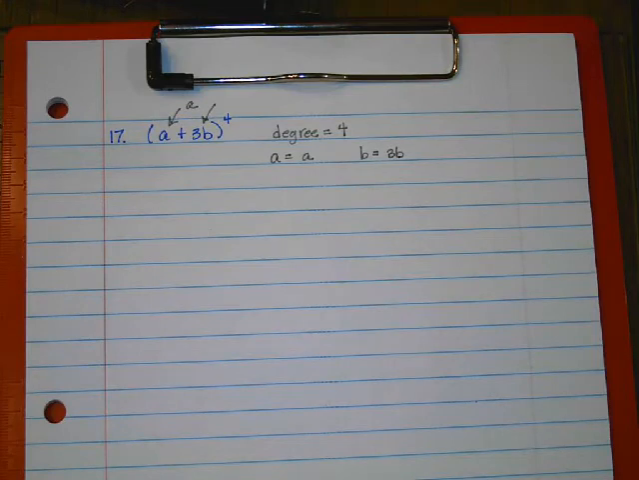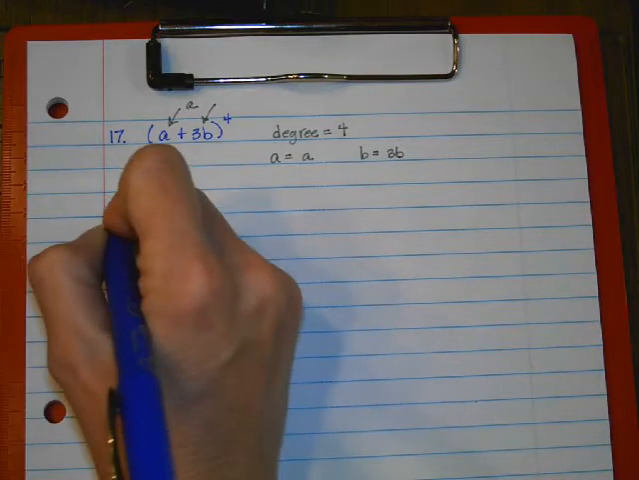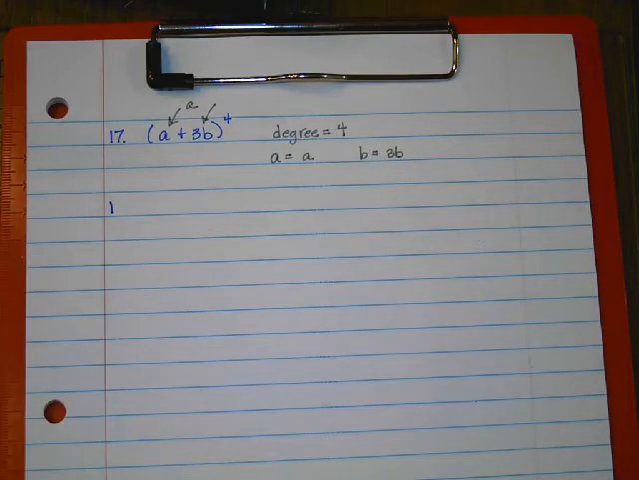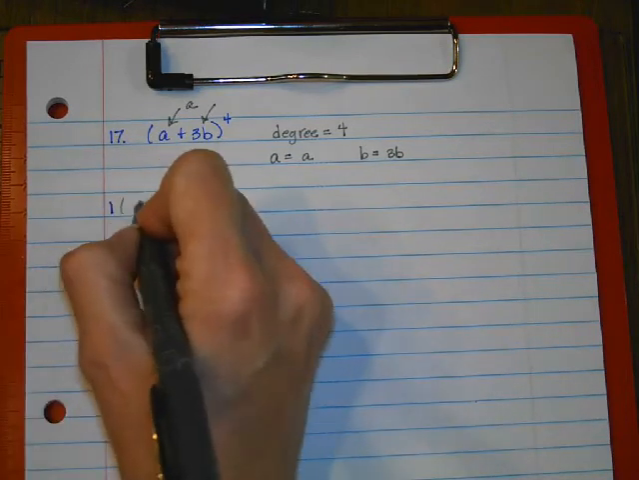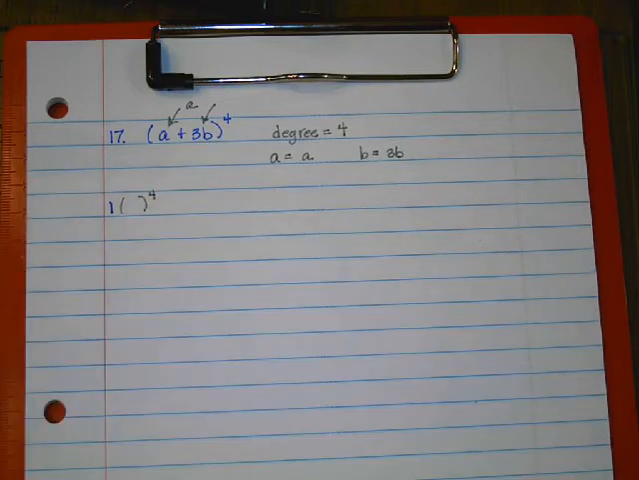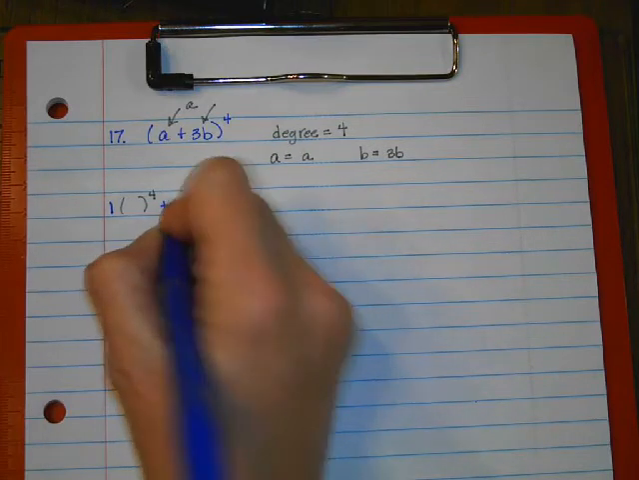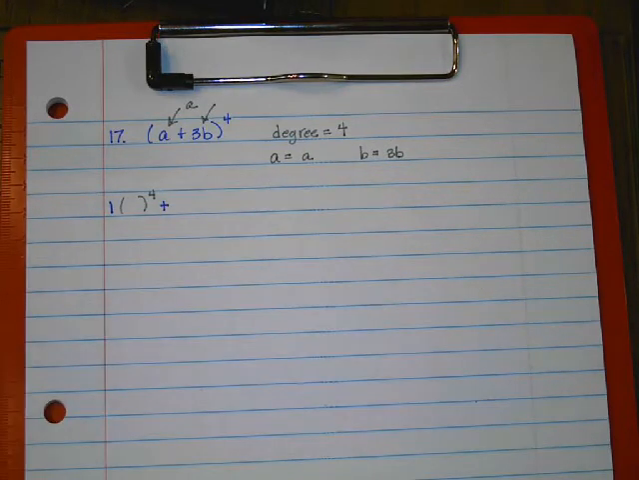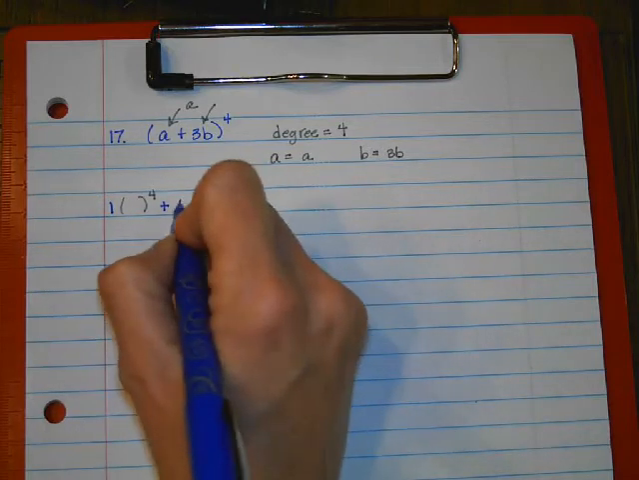Alright, so my degree of 4, I'm in that row 4, so on your row 4, who is your first leading coefficient? That's right, it is 1. And after that, we start with our A value raised to the fourth power. And do we have a B value? You're correct, we don't. So plus, then we're going to move on. What's our next leading coefficient? That's correct, it is 4.